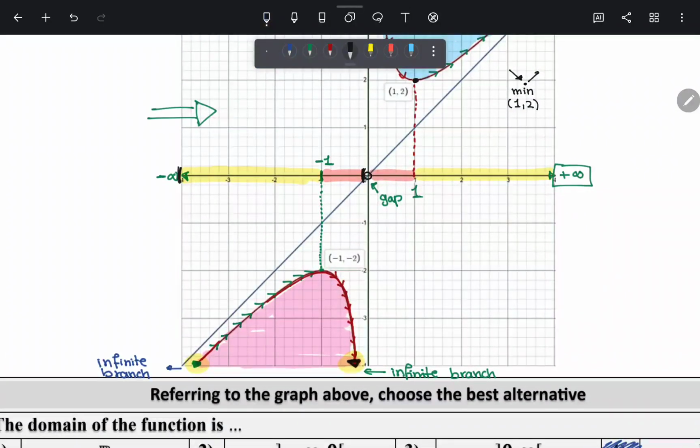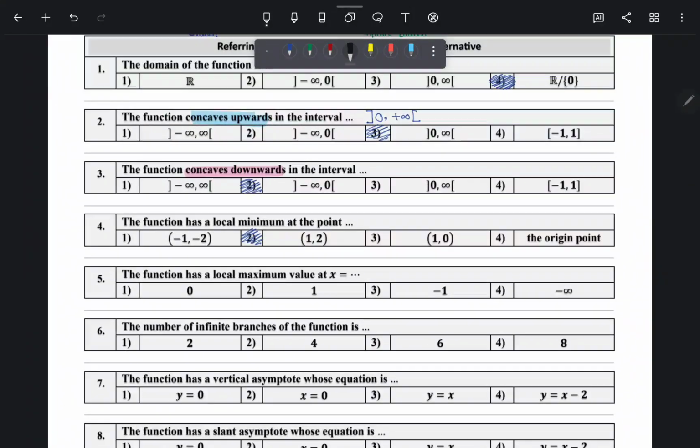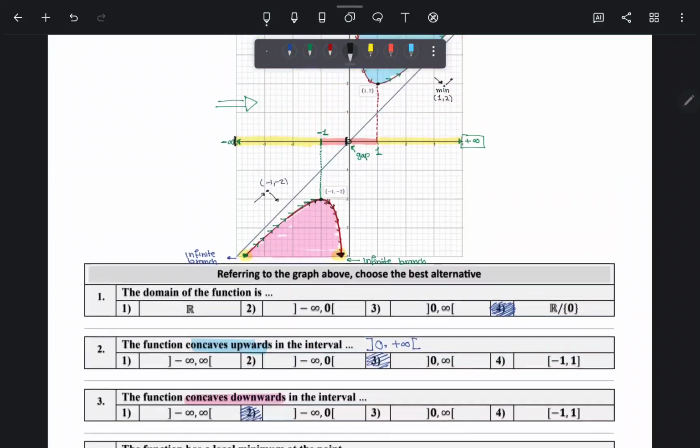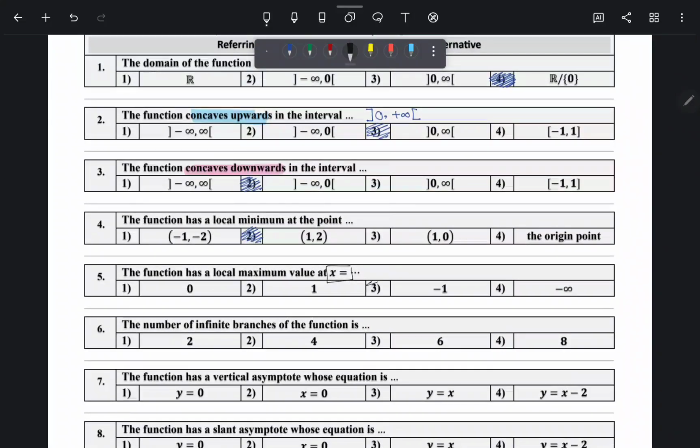Then he's asking about the maximum. The maximum is when the function increases, we reach a point and then it decreases. This happens here, so it is negative 1 and negative 2. What does he want? He wants the x at the maximum, so it is negative 1.